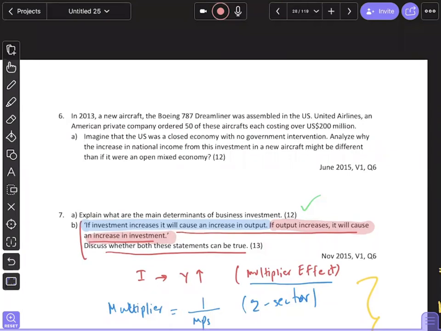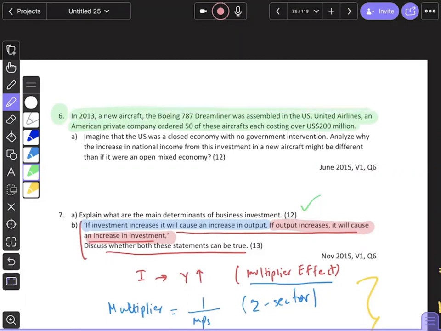Okay, sir, I want to discuss this question. We have some time. This is a very interesting question, Number 6-1. They say that the Boeing 787 Dreamliner was assembled in the US. United Airlines, an American private company, had ordered 50 of these. So this is basically a firm doing investment, right?